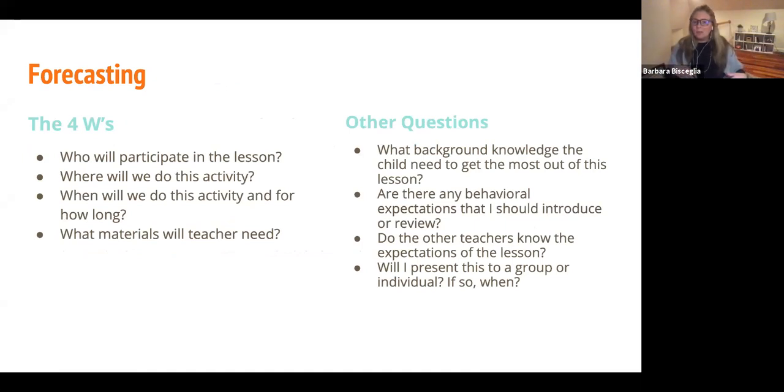So here are a couple of sample questions when I talk about forecasting. You can ask yourself the 4 W's. Who will participate in this lesson? In COVID, it's probably going to be just a single child. That's COVID related, but you have to think about that, right? Where will we do this activity? Is this something on an individual shelf? Is this something we do outside? If it's non-COVID times, is this going to be at the sensory table, or circle time, whatever it is, where? And then, when will we do this activity, and for how long? Again, will it be during circle time, or are we going to do it outside?